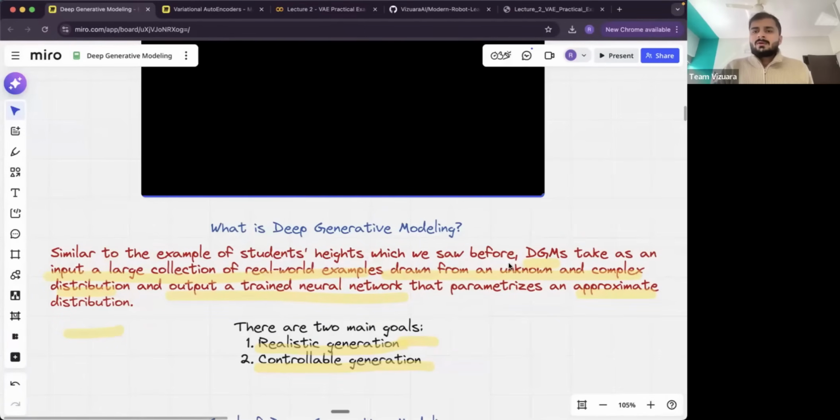In this example, we looked at the heights of the students, but in practical use cases, we will have examples which probably include images. Let's say the true distribution is the images of cats. Now, this is something which humans cannot even imagine. We cannot draw a probability distribution for cats, right? We can probably draw a probability distribution for students' heights, but what does a distribution which can represent all possible cats in the world look like?